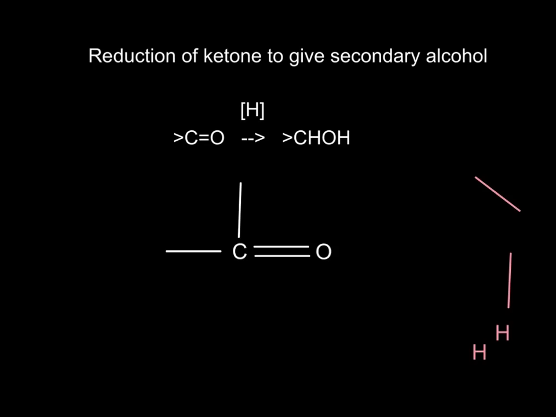We can reduce a ketone or aldehyde with lithium aluminum hydride in ether or aqueous sodium borohydride to give secondary and primary alcohol respectively. For example, during the reduction of ketone, the C=O bond broke, and two hydrogens are added to carbon and oxygen to give a secondary alcohol.